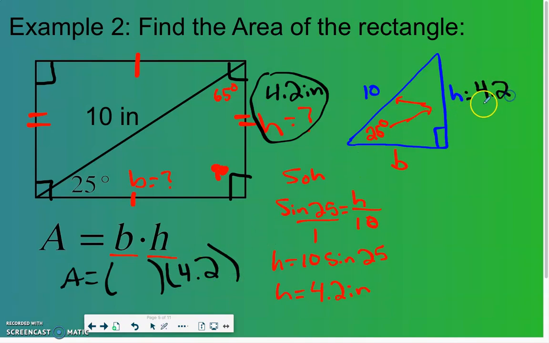And now I have some options. You could do Pythagorean theorem to find B. A squared plus B squared is equal to C squared. Or I kind of like to look at my relationships since I'm sticking with trig. I know that this is going to be my adjacent leg, and this is going to be my hypotenuse. So since it's an adjacent over hypotenuse relationship, I'm thinking cosine. So cosine of 25 degrees is equal to b over 10.